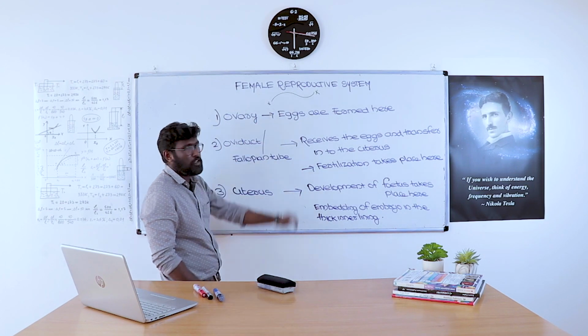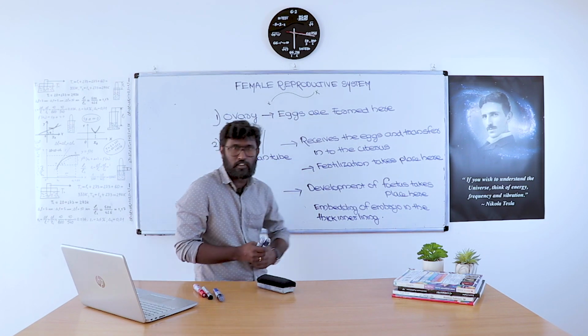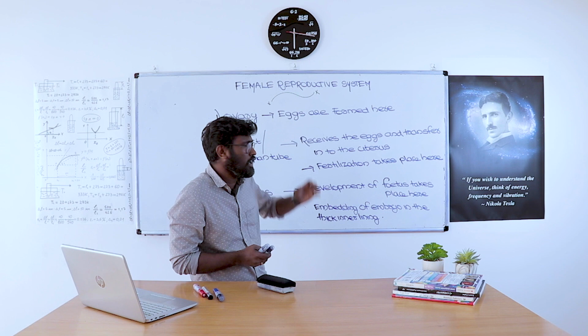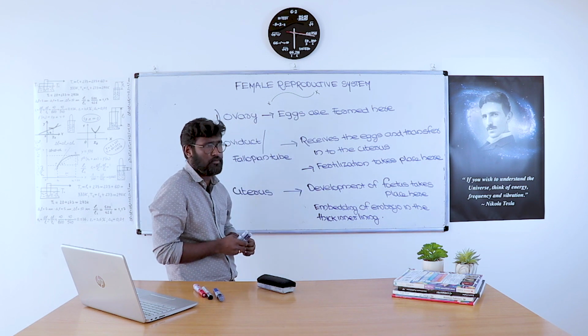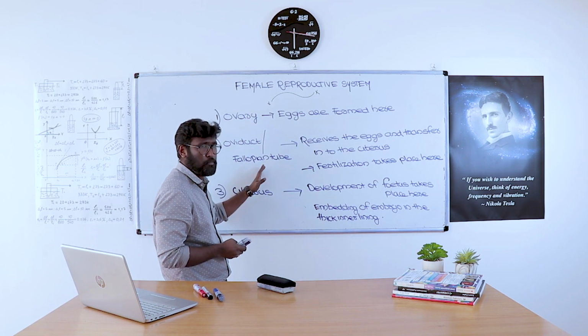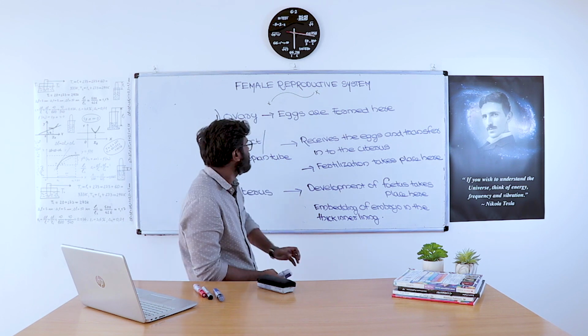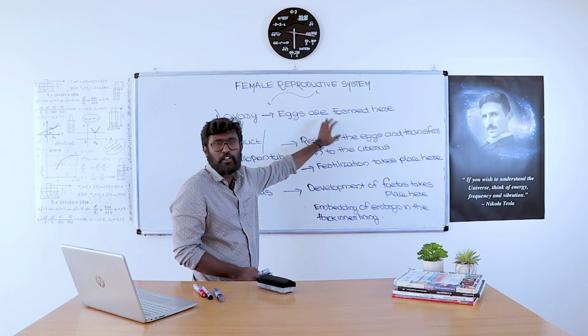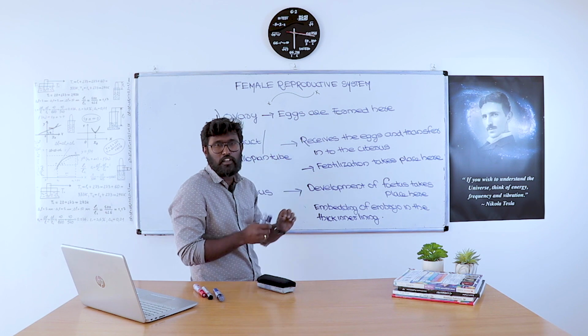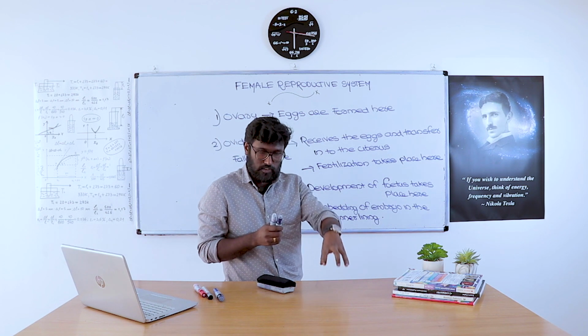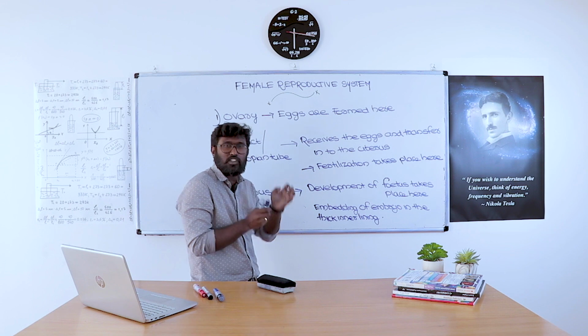So moving to the female reproductive system, already we discussed the male reproductive system, right? The female reproductive system consists of ovary, fallopian tube and uterus. Ovary is a place where the eggs are formed.